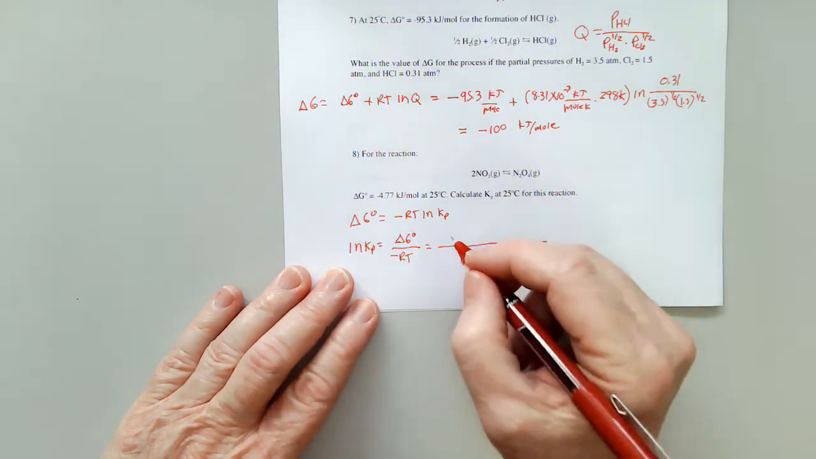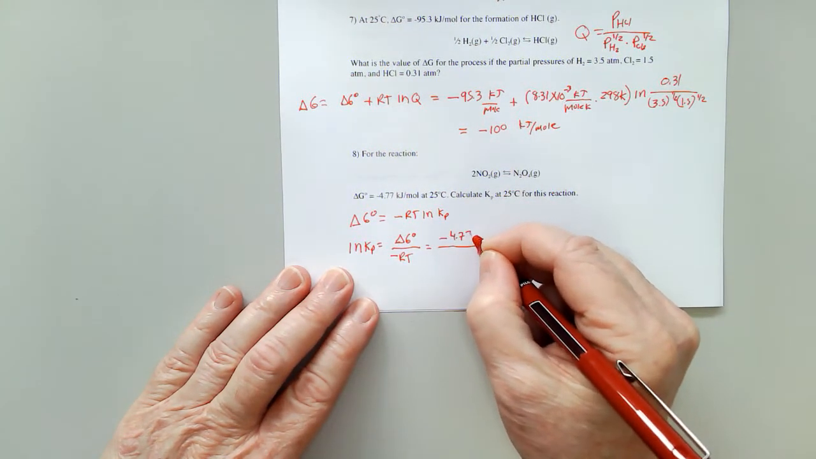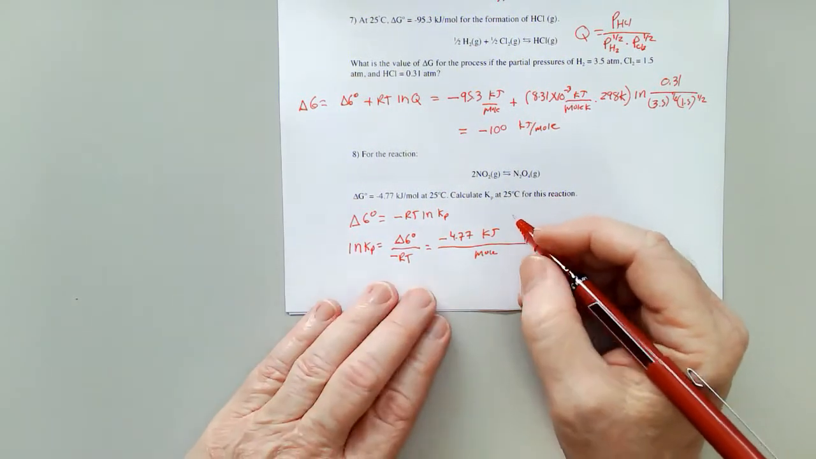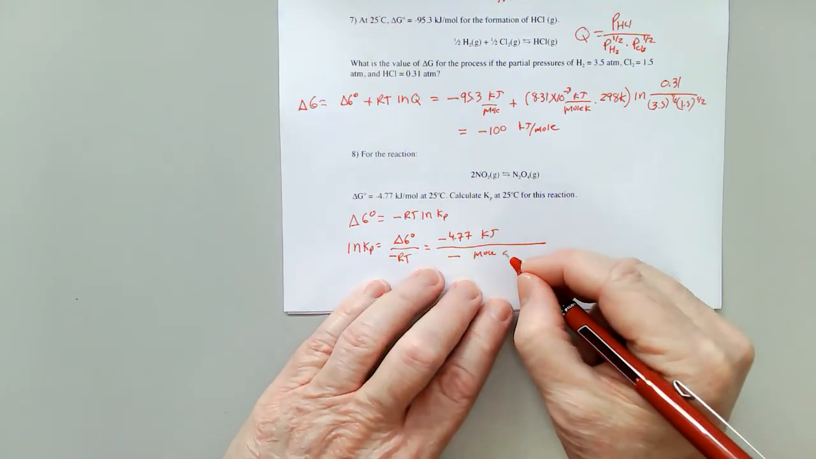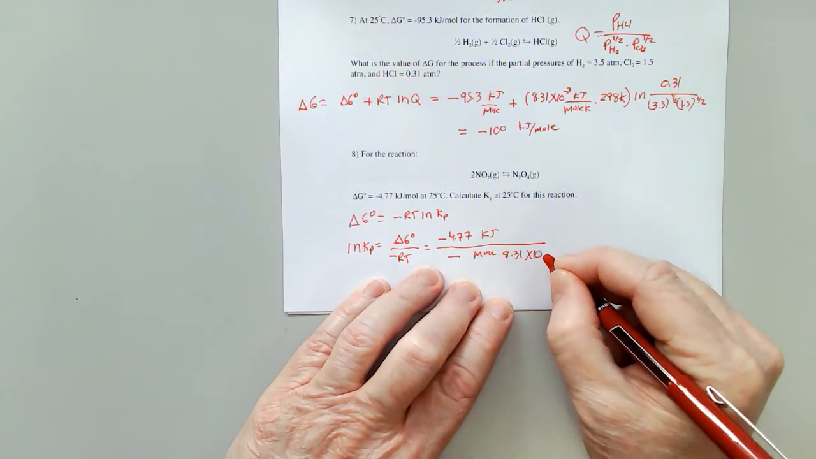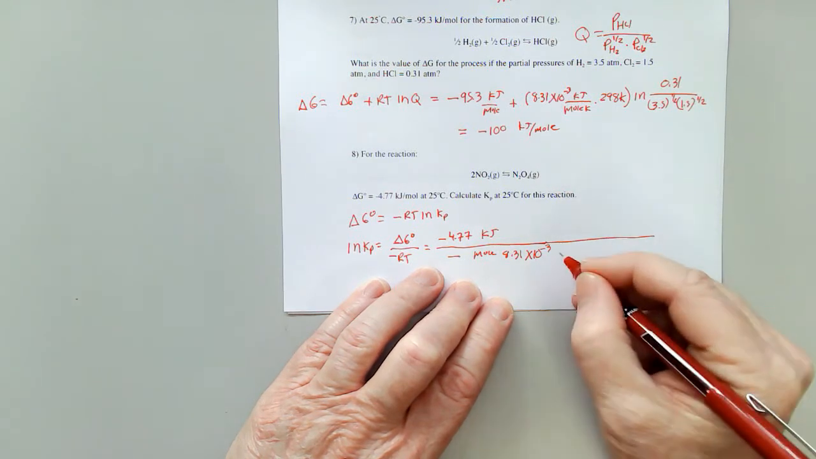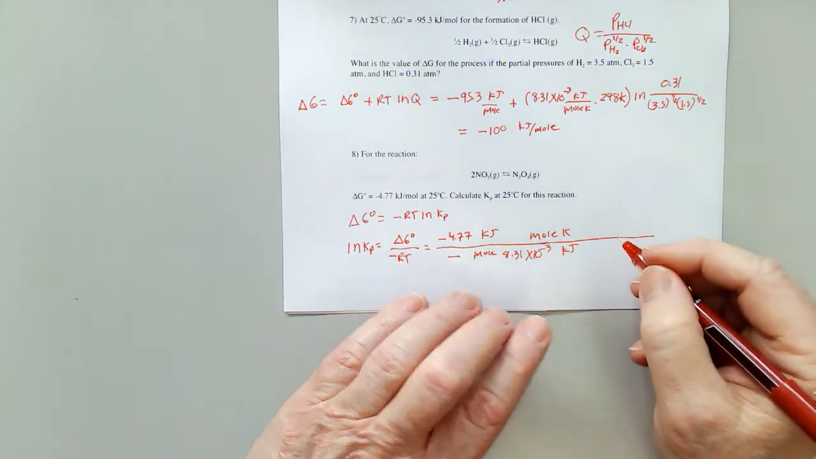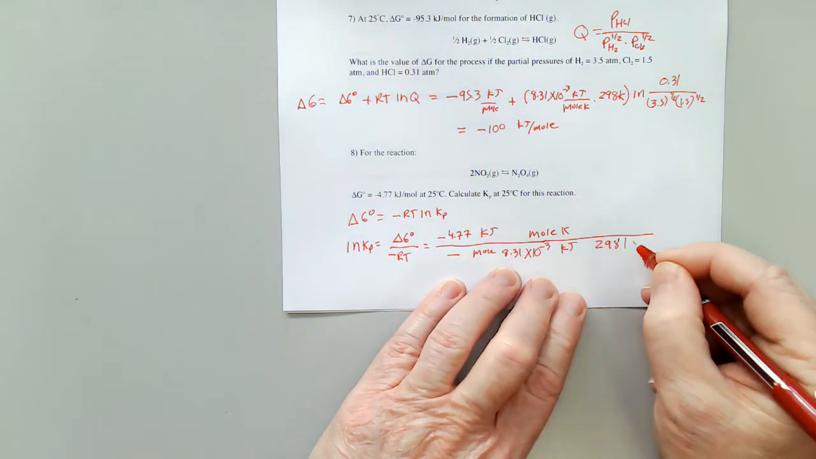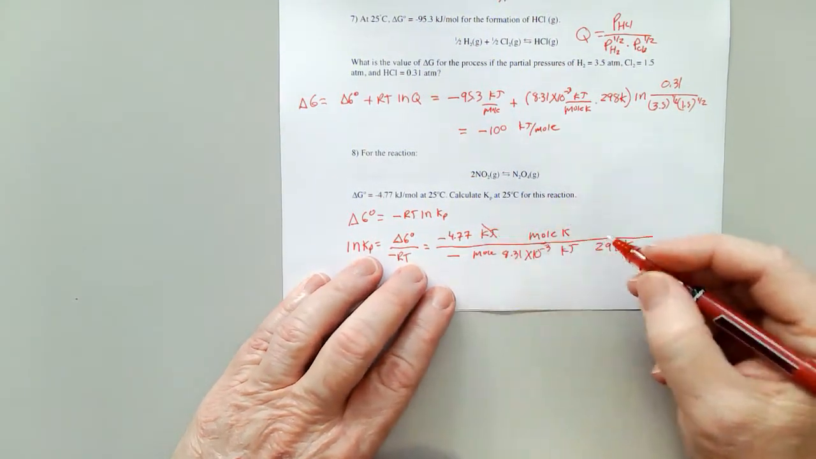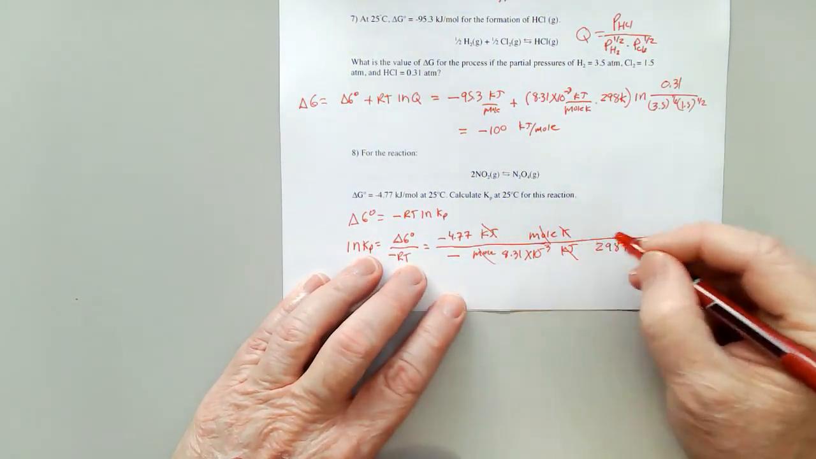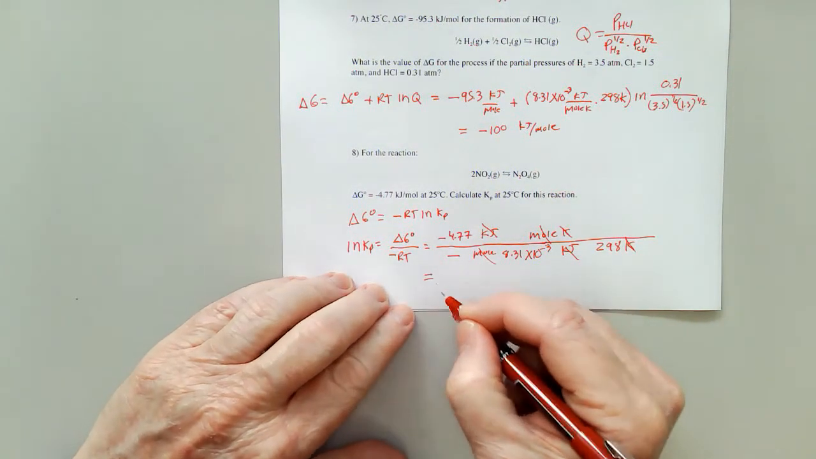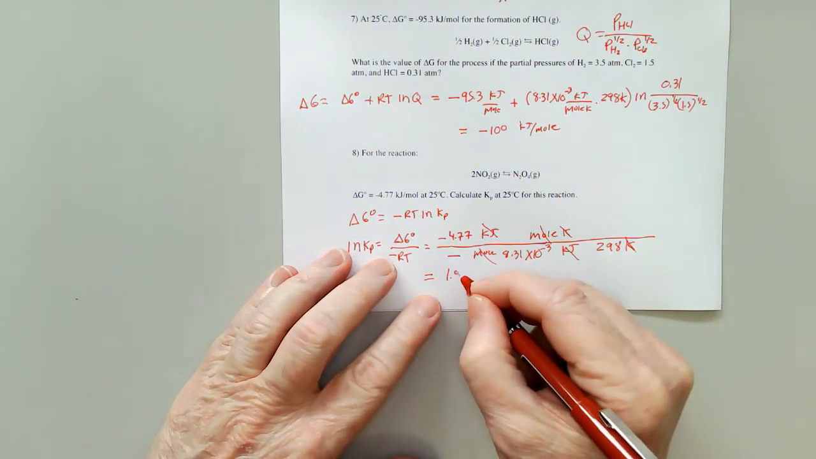And I can start plugging that in. Negative 4.77 kilojoules per mole. And then I have a negative sign there. R, 8.31 times 10 to the negative third kilojoules per mole Kelvin. I have a temperature of 298 Kelvin. Kilojoules, moles, and Kelvin all cancel. It's now unitless or dimensionless. That's good. That ends up equaling 1.926.